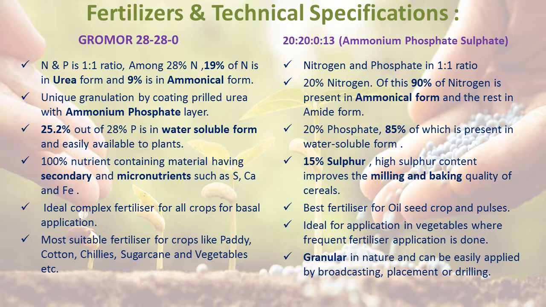And if sulfur content is high, that improves the milling and baking quality of the cereals. It is mostly used for cereals and vegetable crops. And 20-20-0-13 is the best fertilizer for oilseed crops and pulses. And it is granular in nature, and it is easily applied by broadcasting, placement, or drilling. It is a method of application process.